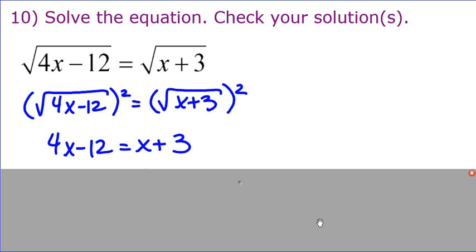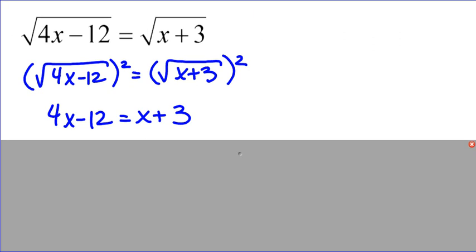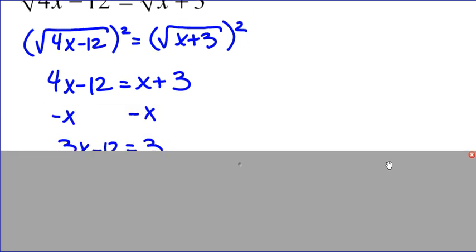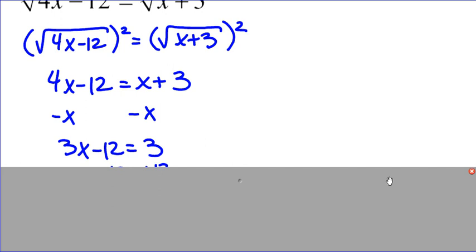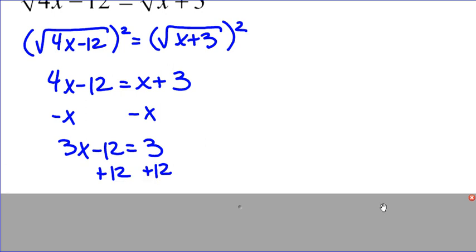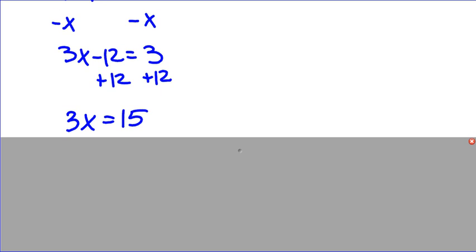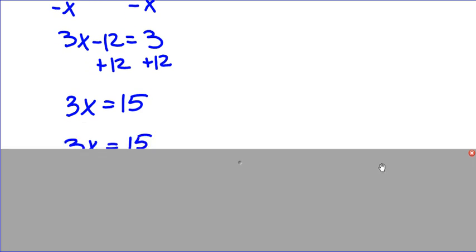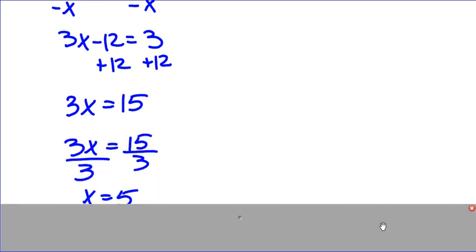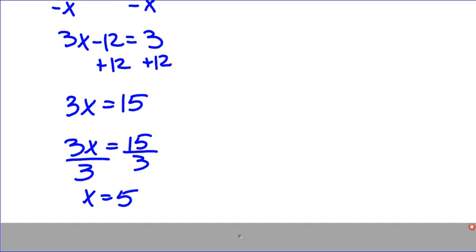And then undo it according to your order of operations. We've got a linear equation here, so we could subtract x from each side of the equation to combine those like terms. And then we could add 12 to each side of the equation to undo that subtraction. And then last but not least, to undo the multiplication, we could divide by 3. So it looks like x is equal to 5.